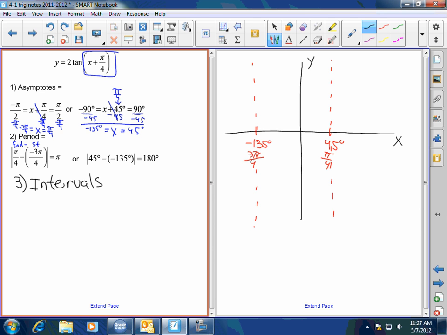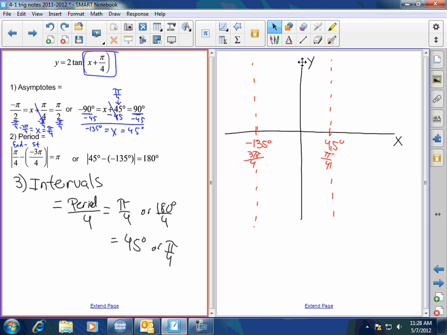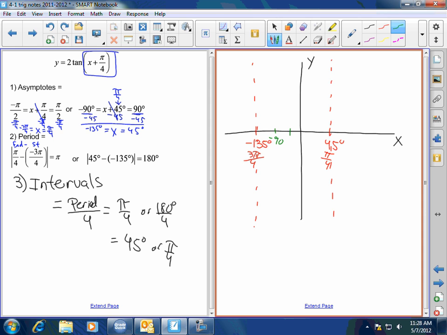What would my intervals be? My intervals are the period divided by 4. The period here is pi, or 180, divided by 4. So my interval is 45 degrees, or pi over 4. So I move over 45 degrees, that takes me to negative 90. 45 degrees, that takes me to negative 45. 45 degrees takes me to 0, and then 45 is my asymptote.